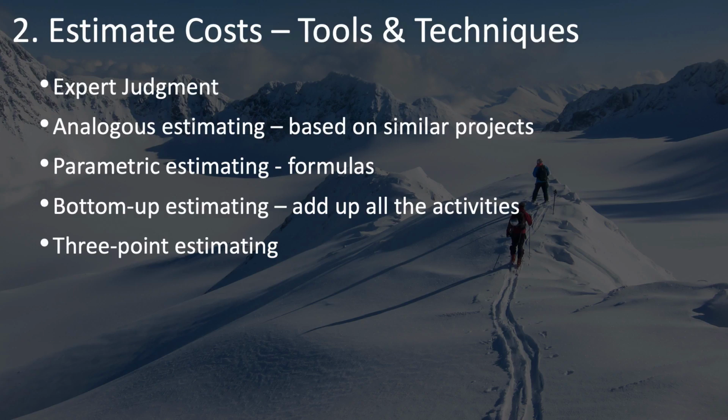Or you can do bottom-up estimating, in which you add up all of the individual activities and work packages and sum up all of these different pieces and see what it's going to cost. There's also three-point estimating, which we've seen before and we'll go over again here briefly, which can apply to all sorts of other estimating techniques, whether it's analogous, parametric, or bottom-up. You can use three-point estimating in each of these cases.